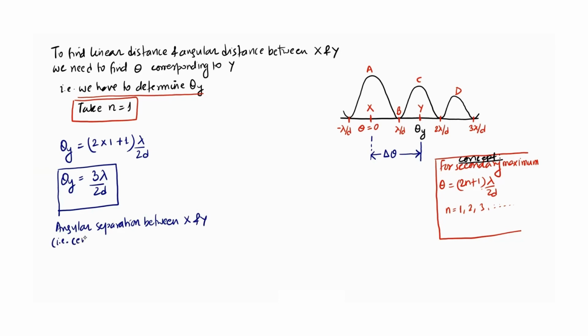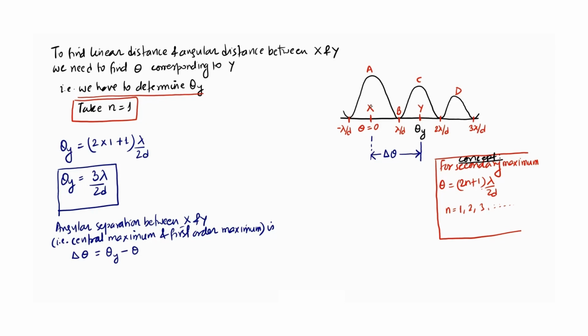That is central maximum and first order maximum, okay? First order maximum is delta theta equals theta y minus theta x.